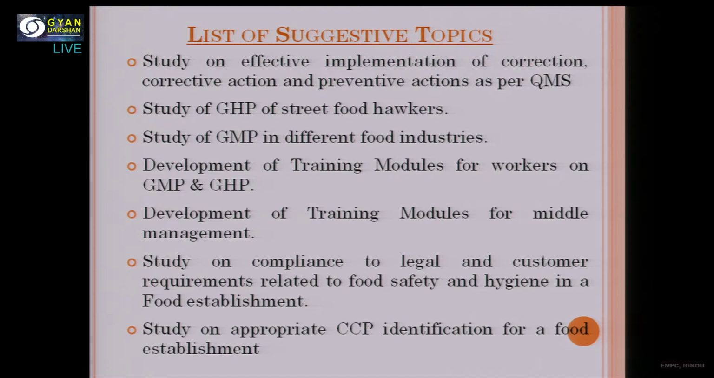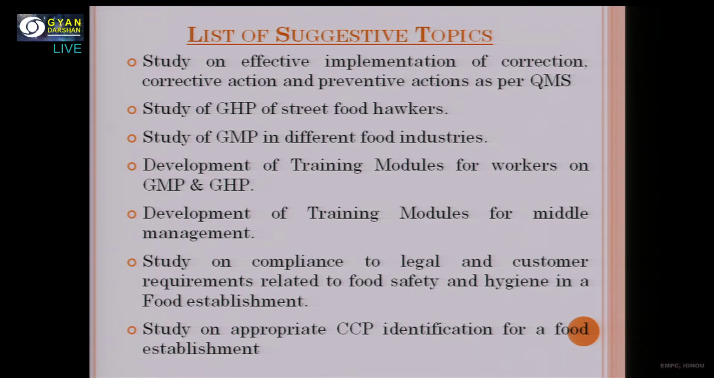So you know what are the corrections or corrective actions. So you can study how these are implemented in any food establishment. You can also select a topic like study of good hygienic practices of street food vendors. You can study on good manufacturing practices or GMP in different food industries, maybe dairy plant, maybe fruits and vegetables, maybe pickle making, maybe juice making unit, or maybe a meat plant, so like that. Then you can also develop training modules for workers on GMPs and GHP.